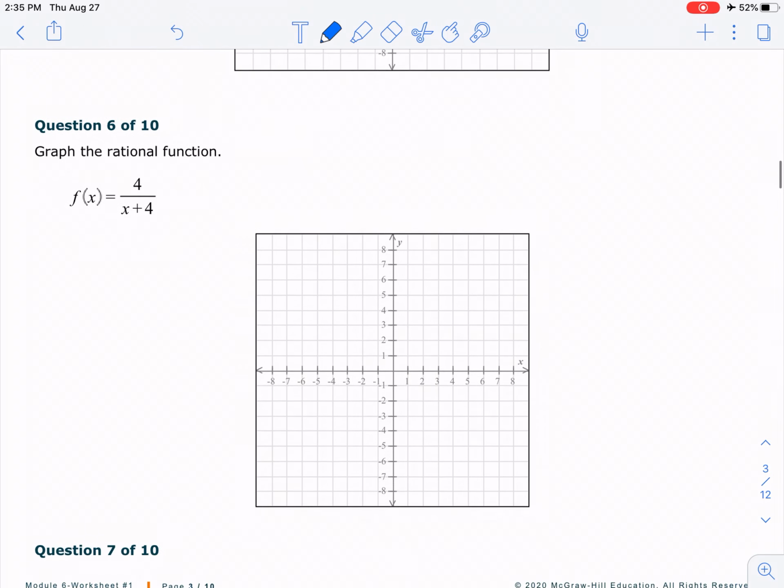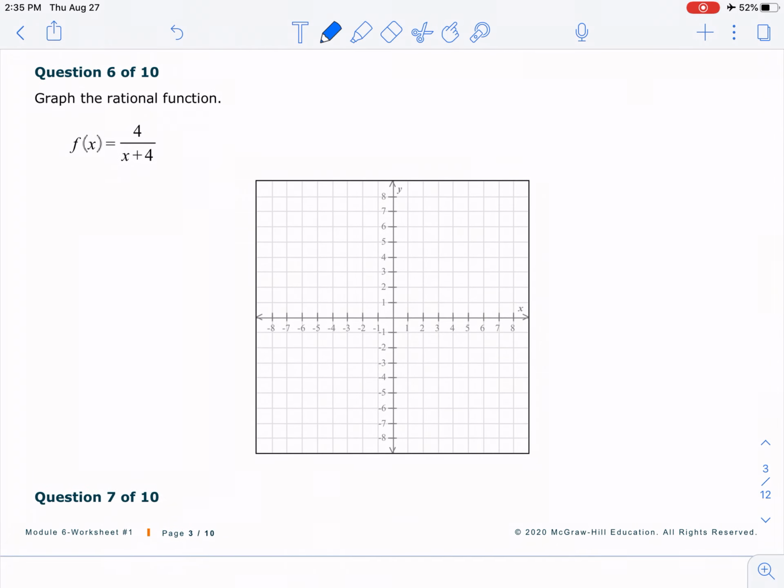So that's what we call the slant asymptote. All right, so number 6, we have to graph the rational function. In order for us to graph the rational function, we need to find the asymptote. In this case, the vertical is going to be x plus 4 equals 0, so x equals negative 4. And then horizontal, you see that the top is 0 for the degree, the bottom is 1. So it's less than the bottom. So horizontal is going to be y equals 0.